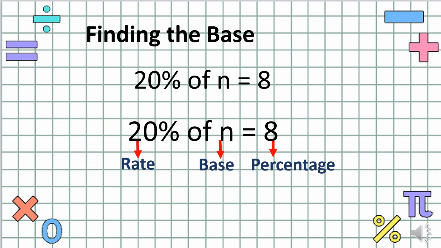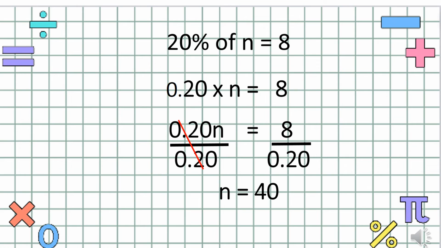Okay, now we're done with finding the percentage and finding the rate. Now let's proceed in finding the base. So, for example, we have here 20% of n is equivalent to 8. So, yung 20%, that is the rate, n is our base, and 8 is the percentage. Compute na natin. So, 20% of n is equivalent to 8.